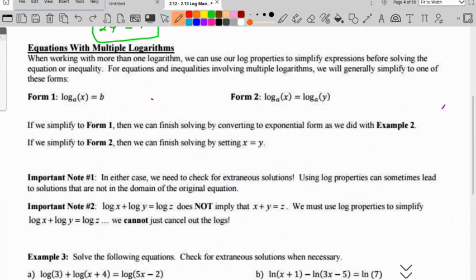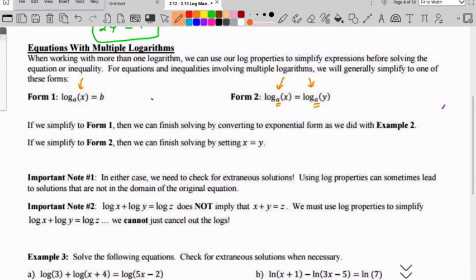All right, so equations with multiple logarithms, okay? So when working with more than one logarithm, we can use our log properties to simplify expressions before solving equations or inequalities. For equations or inequalities, because we're going to do both today, with multiple logarithms, we'll generally simplify to one of two forms. We'll either get the log on one side with a plain number on the other, because sometimes we can get it in that form, or we'll get it to where we have a log on one side equals a log on the other side. Now notice this is when we have the same base.